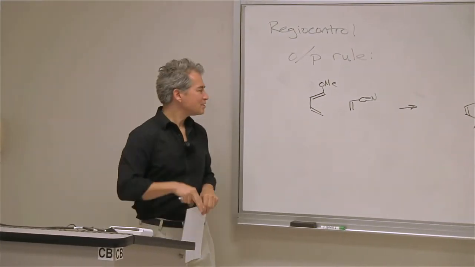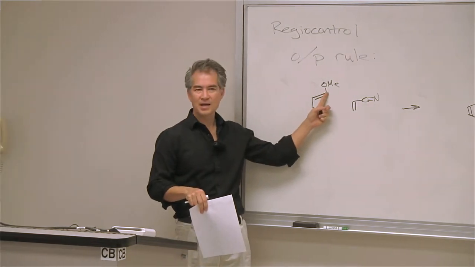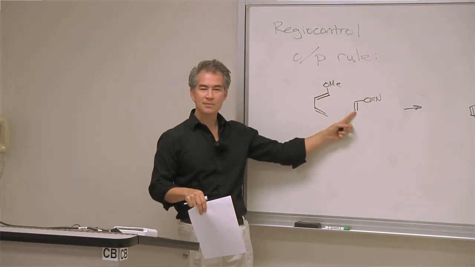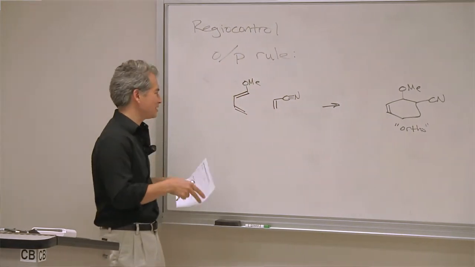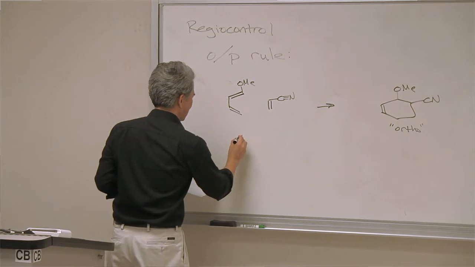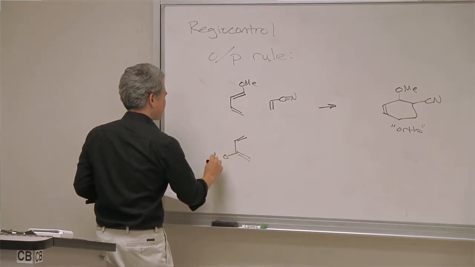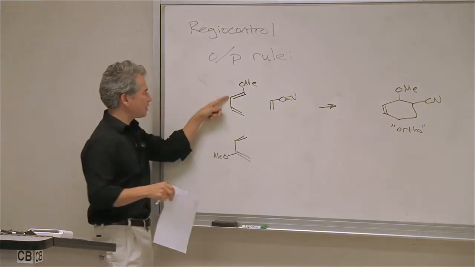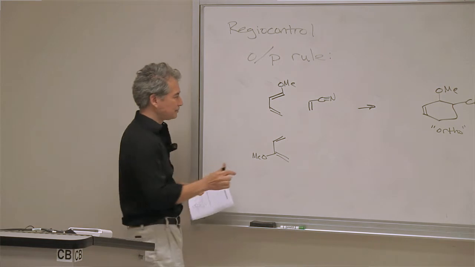And if you drew resonance structures, you would see that this end on the top is more nucleophilic than that end. And this end on the bottom is more electrophilic. And just by resonance structures you could rationalize this, if you had never heard of this ortho-para rule. So we can also add the methoxy group to one of these internal carbons over here. I'll draw it on the bottom one.